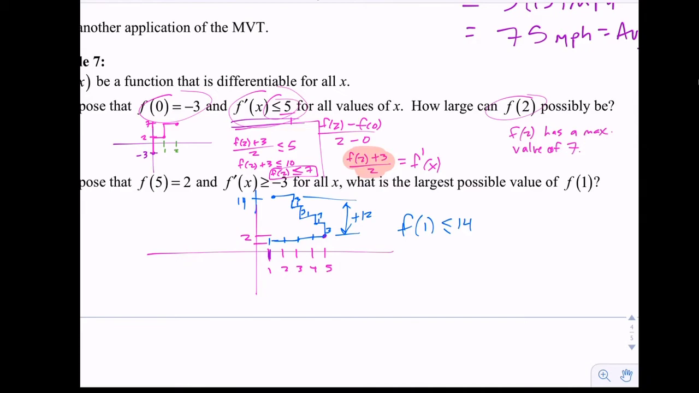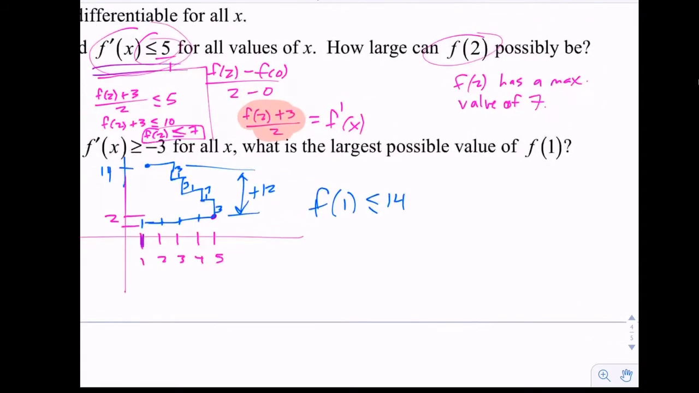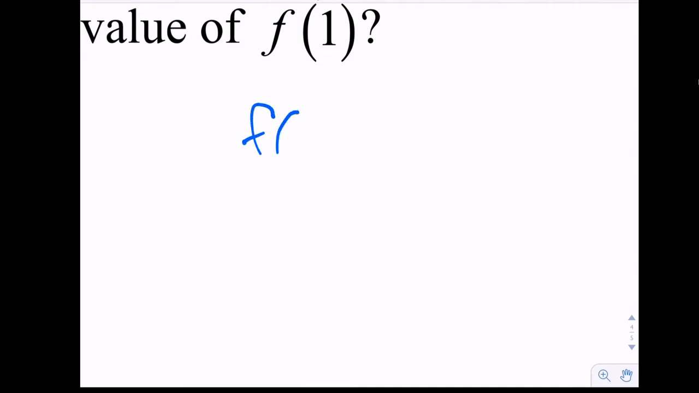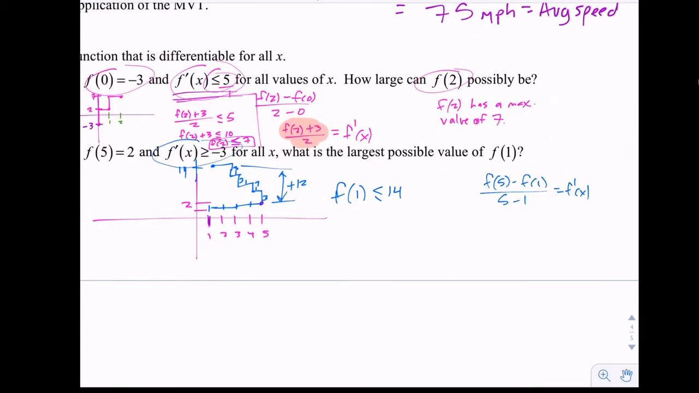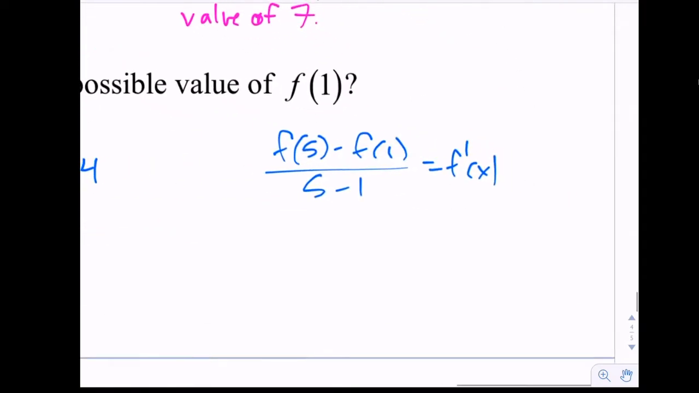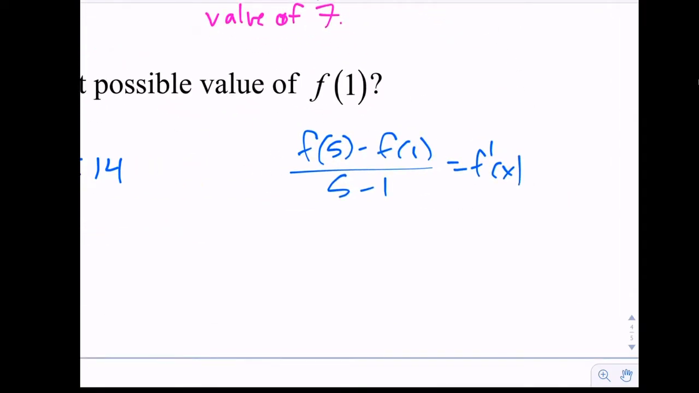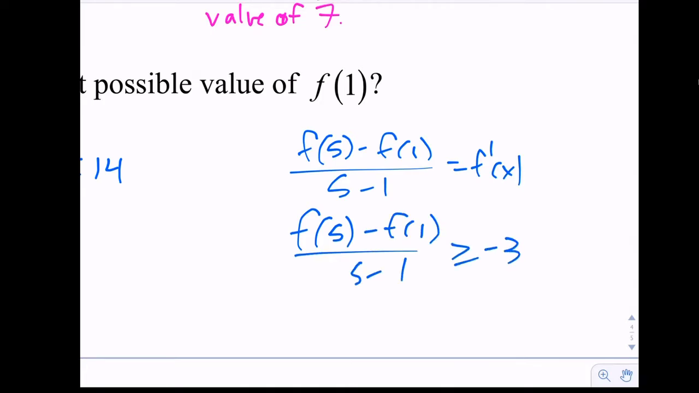So setting it up with the mean value theorem, you still want to get in the habit of doing final minus initial. And so if we're looking at the x values 1 and 5, I would say f of 5 minus f of 1 all over 5 minus 1. We know that's equal to f prime of x for some x. But we also know that f prime has to be greater than or equal to negative 3. So if this is f prime, then we can set that greater than or equal to negative 3.